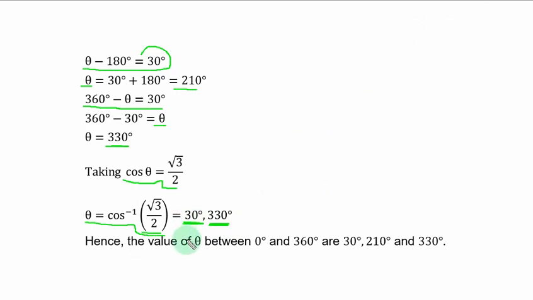Hence, the values of theta between 0 degrees and 360 degrees are 30 degrees, 210 degrees, and 330 degrees within the given range.